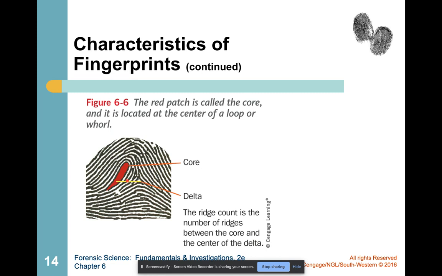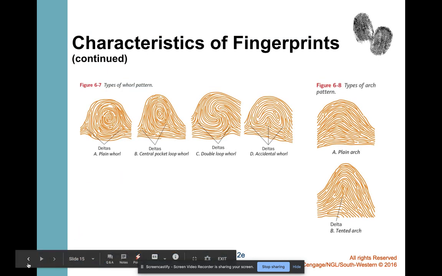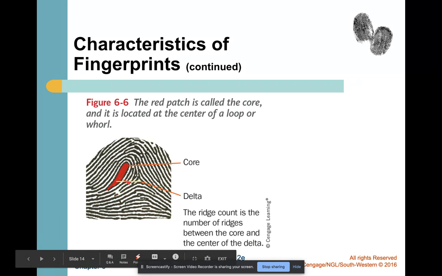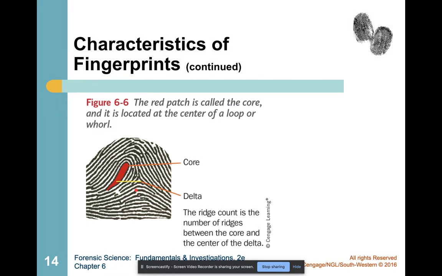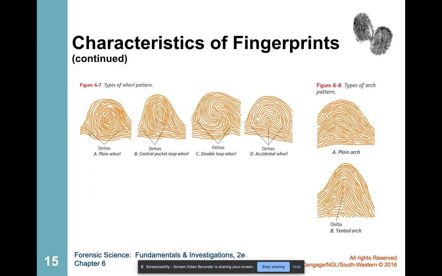And I believe this one maybe has 5. So let's count. From the core, we have 1 ridge, 2, 3, 4, 5. Yes, I forgot to count this first one right here the first time. So from our core, let's go back. Sorry, I get a little click happy. From our core to this delta, the delta is this triangular area. We're going to talk about that later. There are 5 ridges, so the ridge count on this print is going to be 5. That's an important characteristic when we start examining the small details of fingerprints.